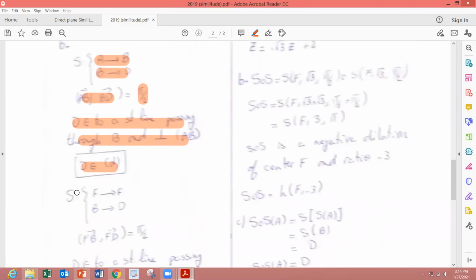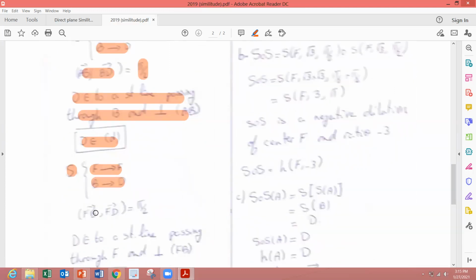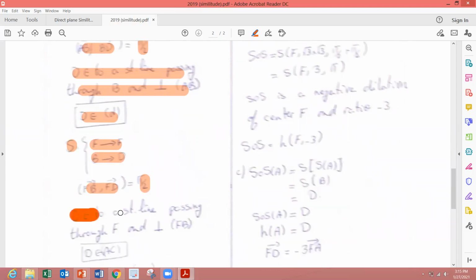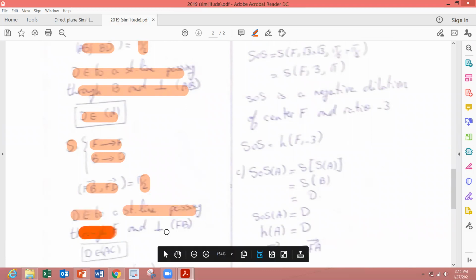The same, we can say S, F onto F, and F is the center. B onto D. Then angle FB, FD equals pi over 2. D belongs to a straight line passing through F and perpendicular to FB.